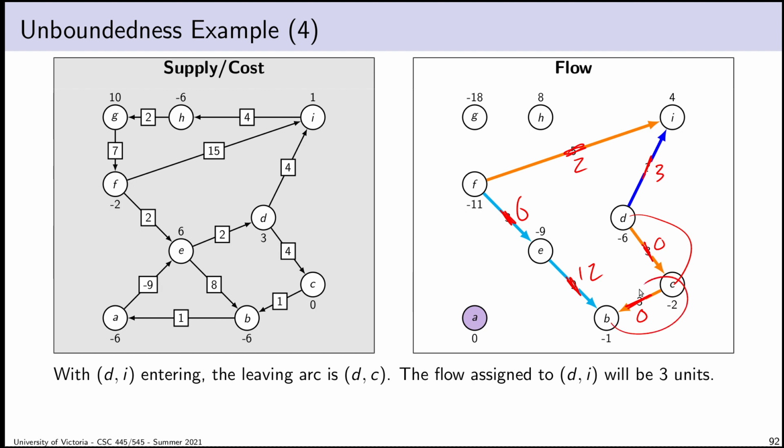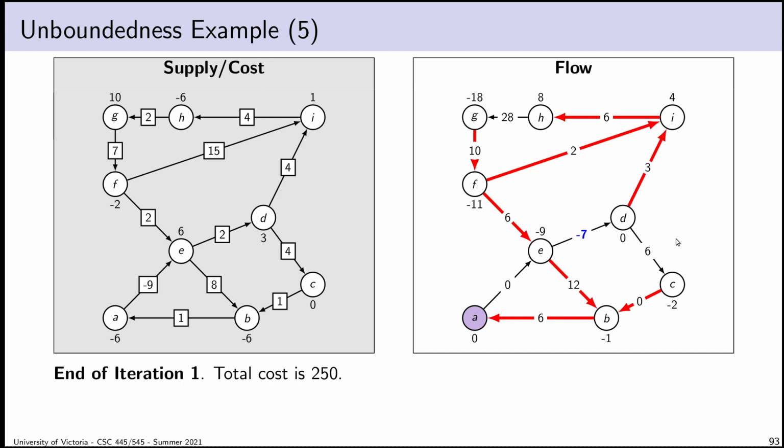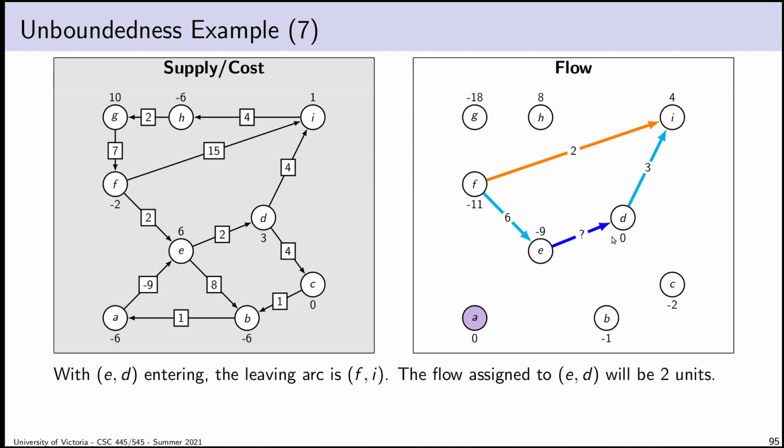It could be either of these. For some reason, this time around, I chose DC as the leaving arc. Okay, so now I have this basis. Total cost is now $250. All right. So my entering arc now has to be ED. Okay, so I choose ED. I end up with this cycle here. We can see pretty obviously this is going to go to 0, this is going to go to 2, this is going to go to 5, and this is going to go to 8.